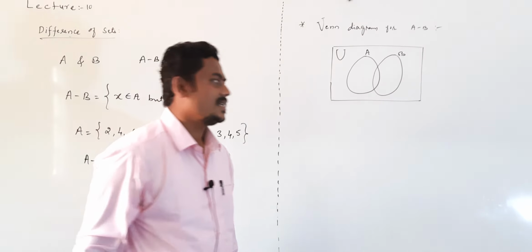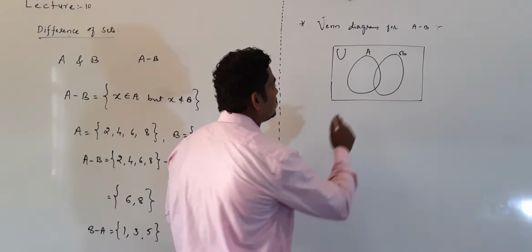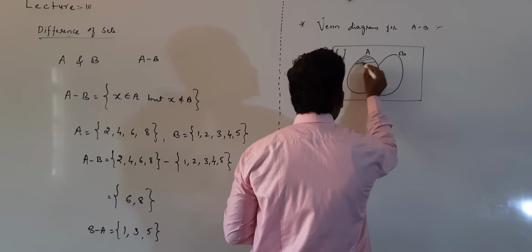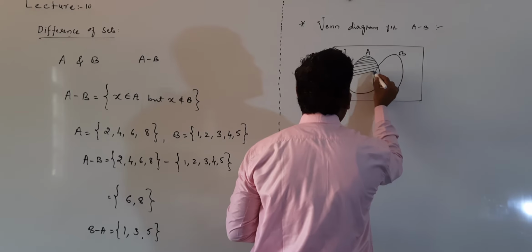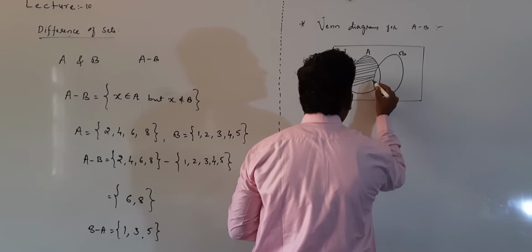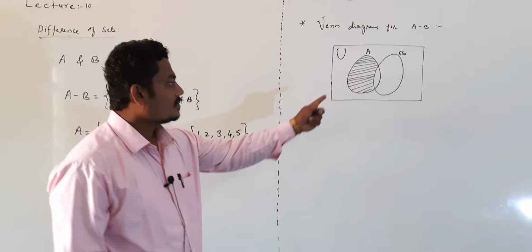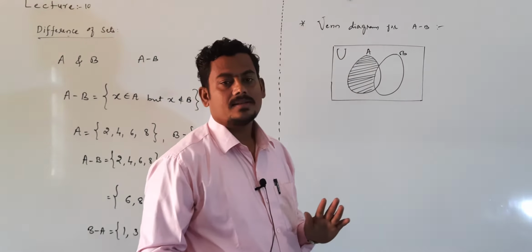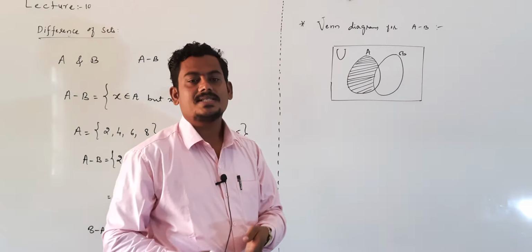Universal set means it is a bigger set. A minus B, which region represents A minus B? A minus B means A but not B. A but not B means A minus B. Exclude the common region. This region represents A minus B. A but not B means except the common region. The shaded region represents A minus B.